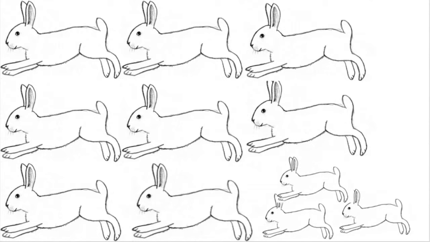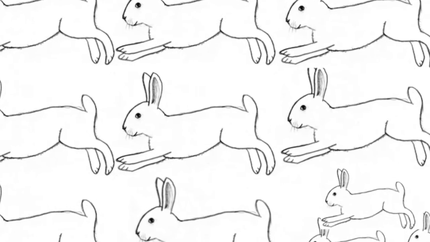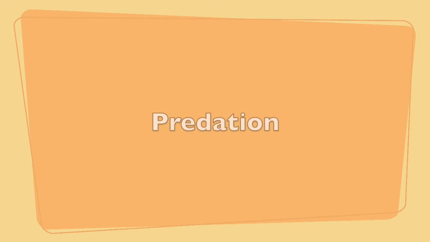Over time, the slow hares have less and less opportunity to reproduce as they are eaten quickly by the lynx, leading to a population shift towards faster hares. I hope this video has made some concepts such as natural selection, predation, and selective pressures a little more clear.